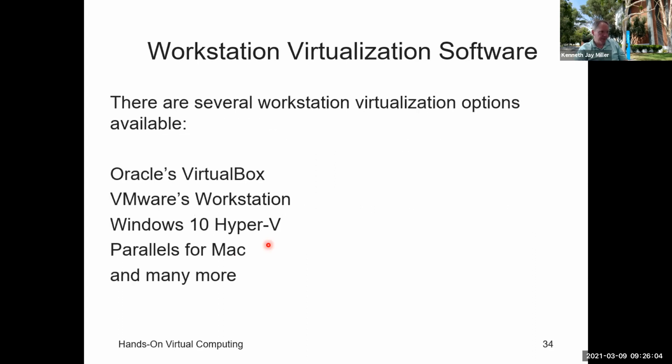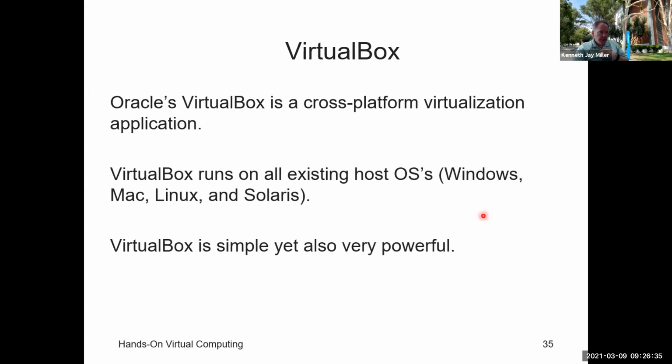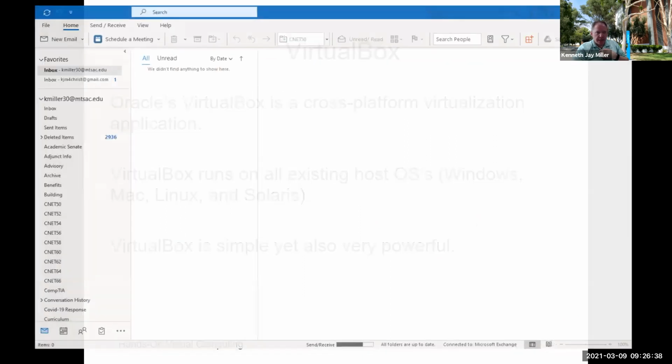So that's a huge part of it. So what are some of the virtual options out there? And there are tons of these, right? There are new ones coming up all the time. The main ones are from VMware and from Windows, right? With VMware's Workstation, and then Windows 10 with Hyper-V. And then Oracle's VirtualBox is very popular. There's Parallels for the Macintosh, and then many, many more.